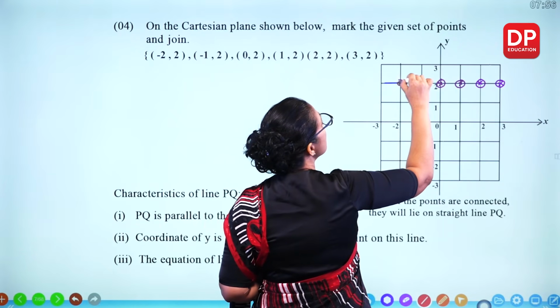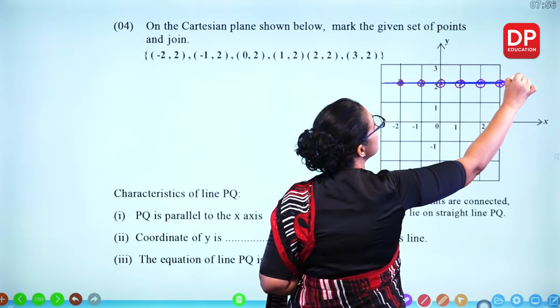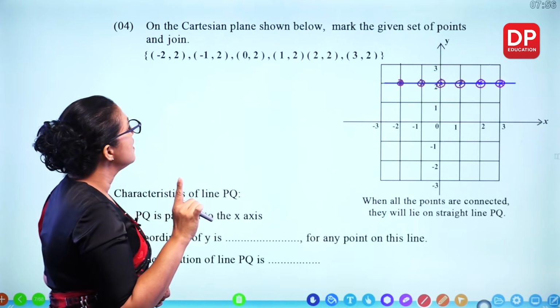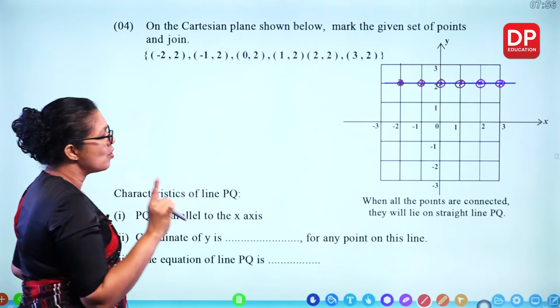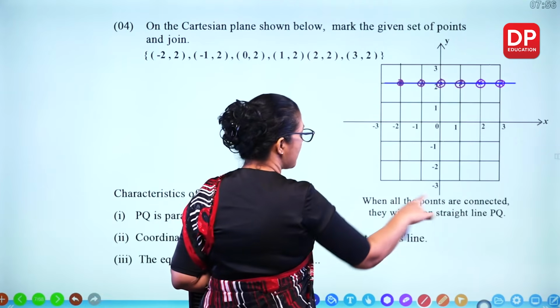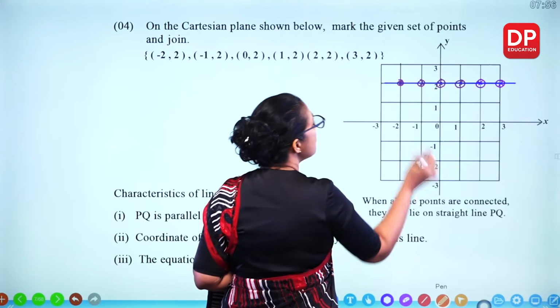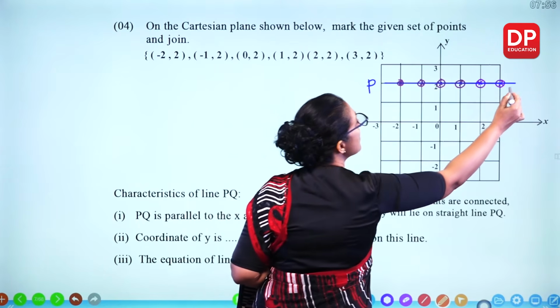Join this. What do you get? Now you are getting a horizontal line. So when all the points are connected, they will lie on the straight line PQ. So I'll label this one as PQ.